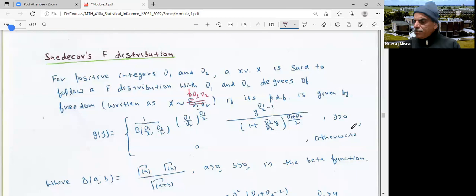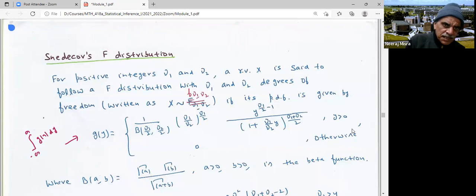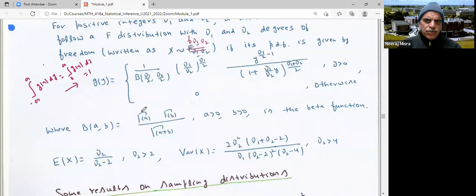F distribution takes only positive values, whereas the t distribution takes any value from minus infinity to infinity. Now one can check that the integral from minus infinity to infinity of the PDF, which would be basically 0 to infinity, equals 1. Here B(a,b) is the usual beta function.